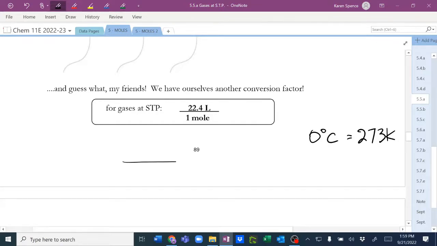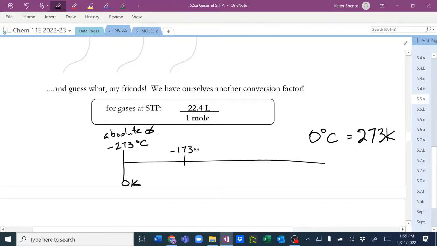So down here at absolute 0, this is negative 273 degrees Celsius, and it is 0 Kelvin. Yes? And if you go up 100 degrees, this would be minus 173 degrees Celsius, and this would be 100 Kelvin. Because the degrees are the same size as one another, they're just displaced by 273.